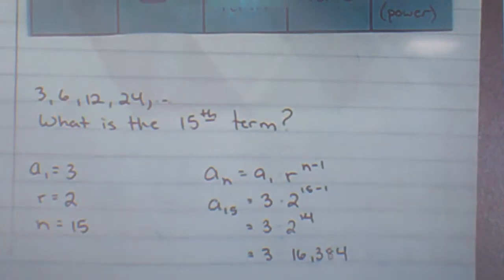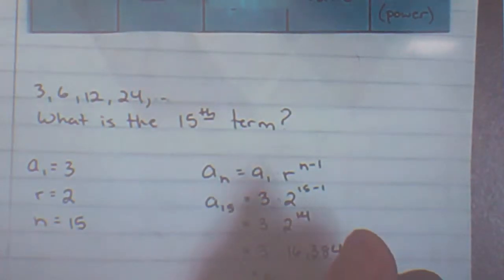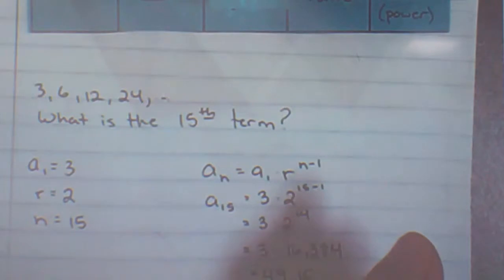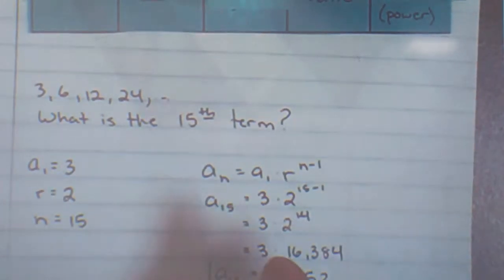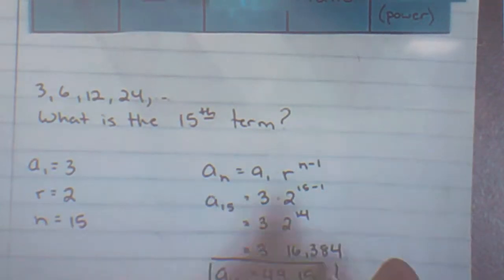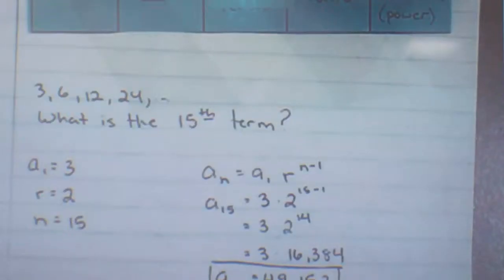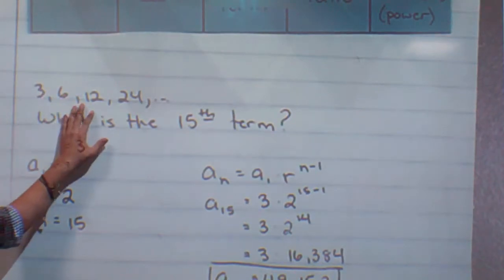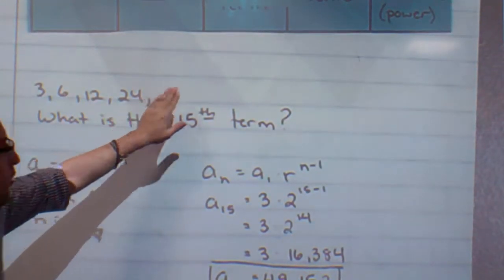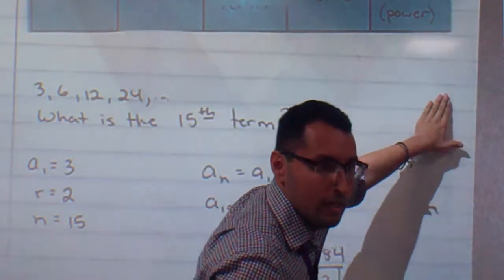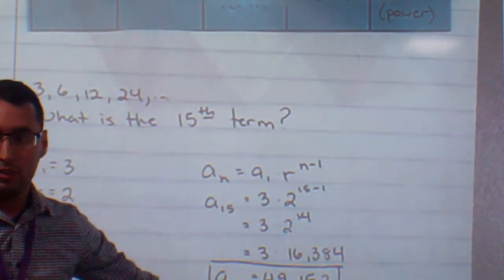All right, now multiply this by 3, so it's going to be 49,152. So we're going to have a sub 15. Go ahead and box that. So what this represents, now look at this. It starts out pretty easy, right? 3, 6, okay, it's fine. 12, 24, it's getting a little bit bigger. If you go 15 numbers, it'll be that big.